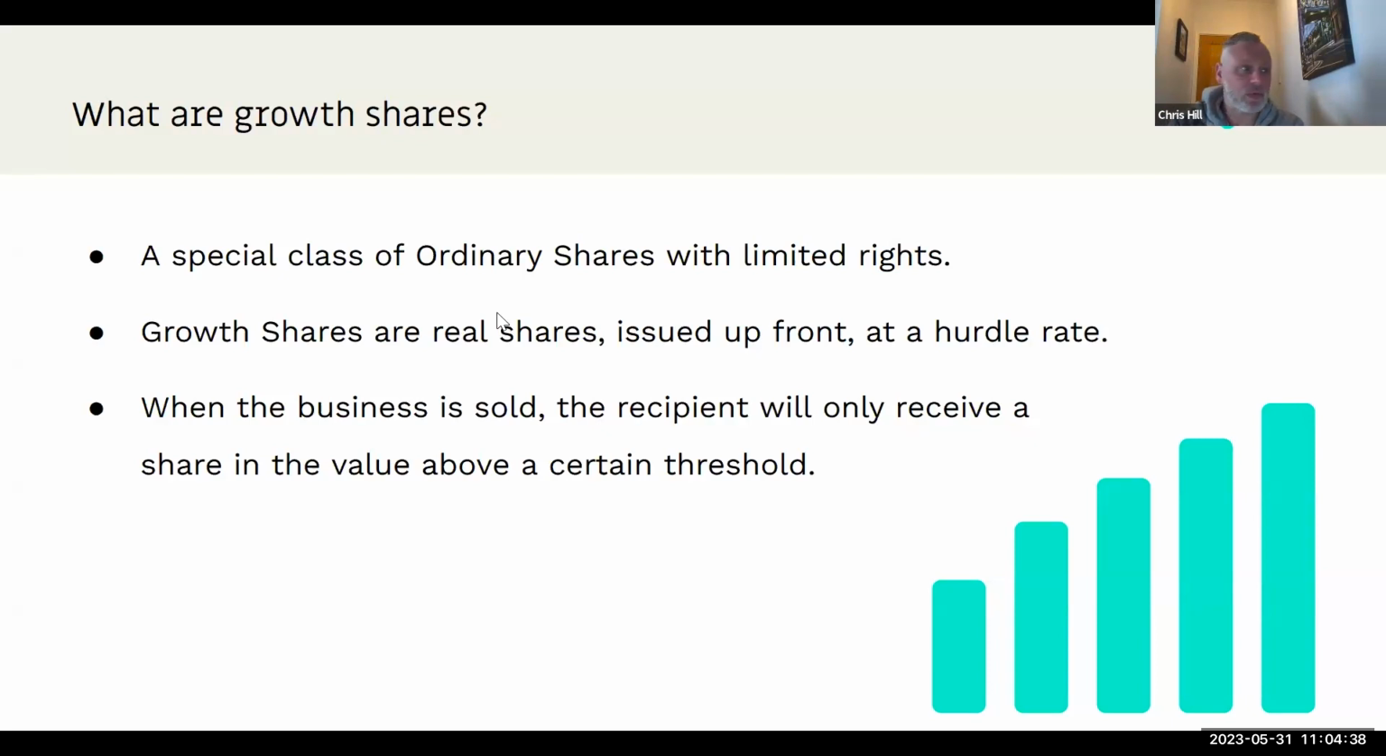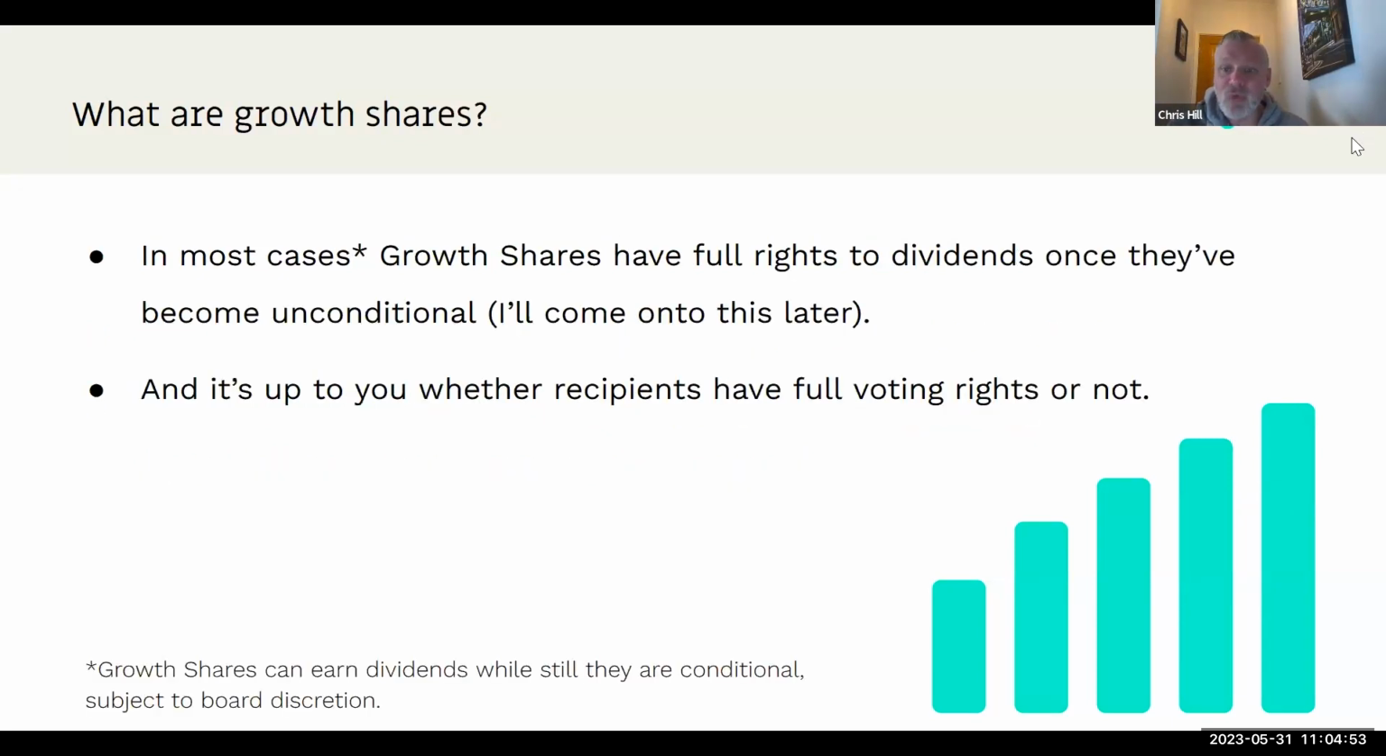Let's say, for example, we value the business at £1 million. You would issue the growth share above that value. So the only share is above that £1 million, which has got the added benefit that the current shareholders would not dilute. In most cases, growth shares have full rights to dividend once they become unconditional. It's up to you whether or not they have the voting rights.